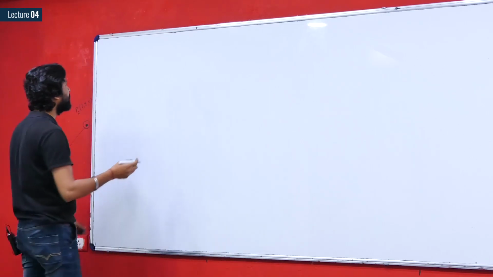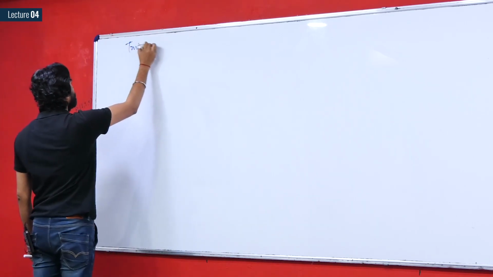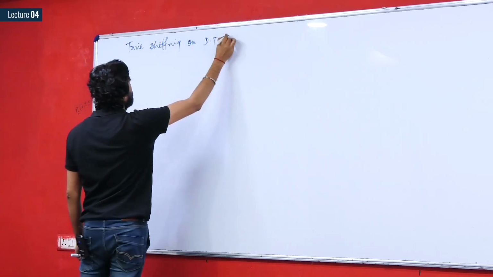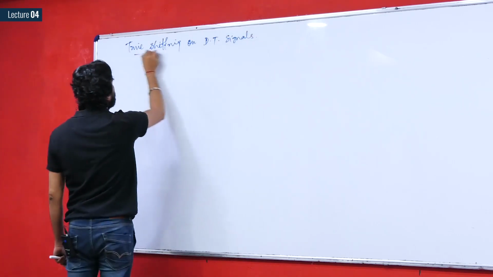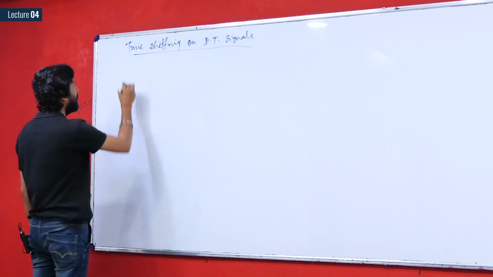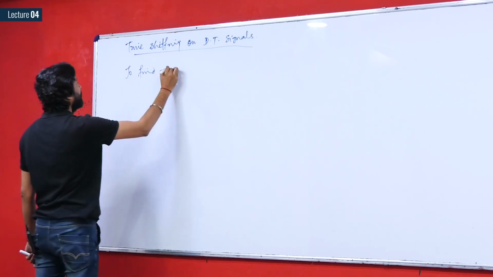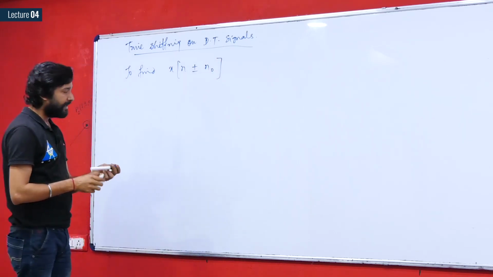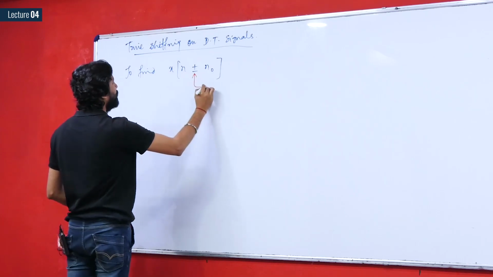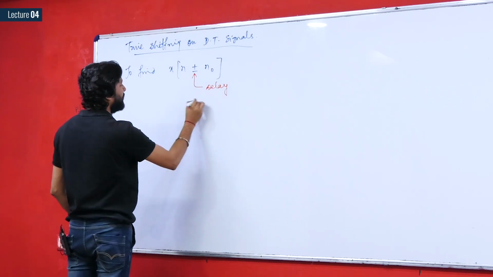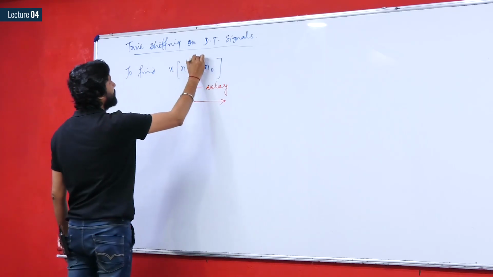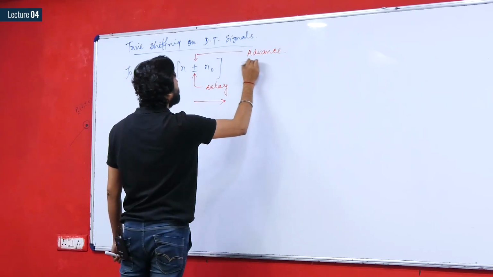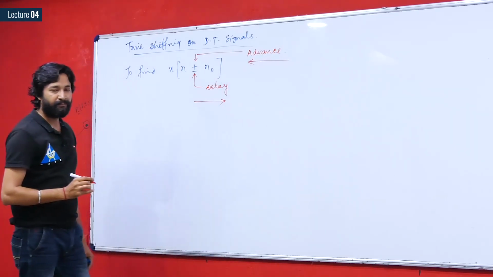So now we are going to discuss time shifting on discrete time signals. Again we will have a signal x of n, and for that given signal x of n we have to find the signal x of n minus n naught. The same meaning we are going to follow: the negative sign is again going to be delay, which means the shifting will be towards the right hand side, and the positive sign is again going to introduce advance, and to advance any signal you just have to slide that signal towards the left hand side.